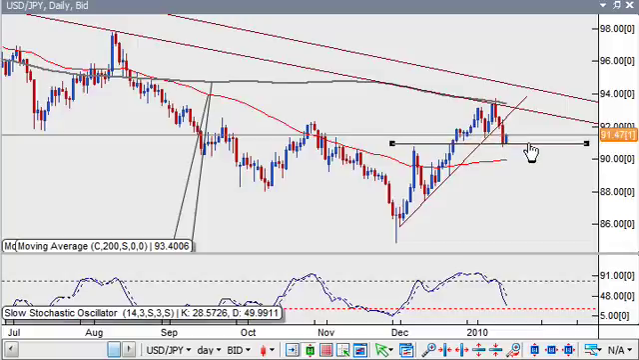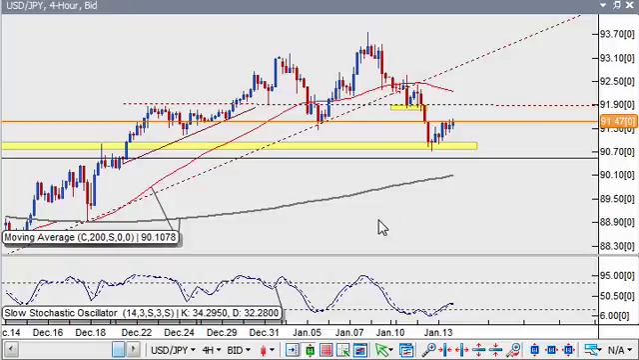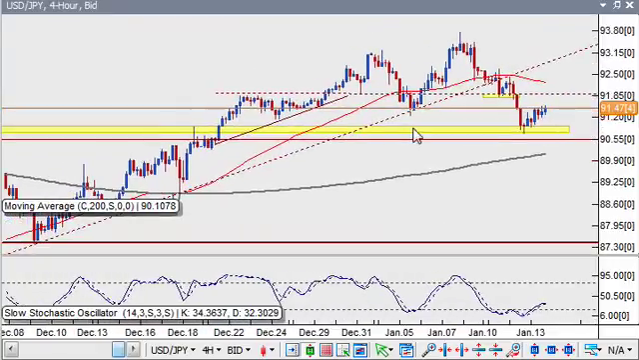So until the break below this trend line, this support, we can't say this is a double top yet, and there may still be a possible rally from this area, but we'll see in the Asian and European session that's coming up. Looking at the 4-hour time frame, we see that was a support, and it's so far holding, but we do have this trend line.